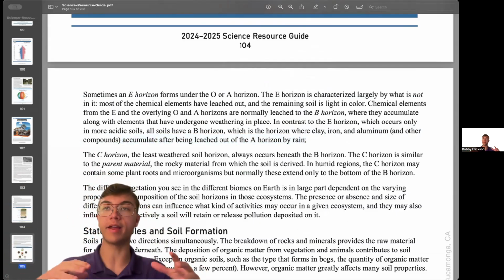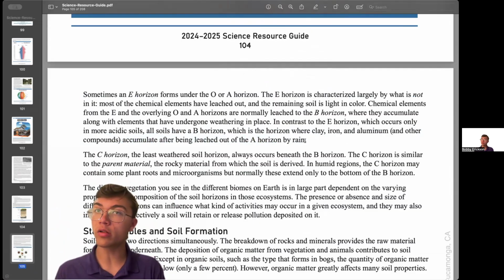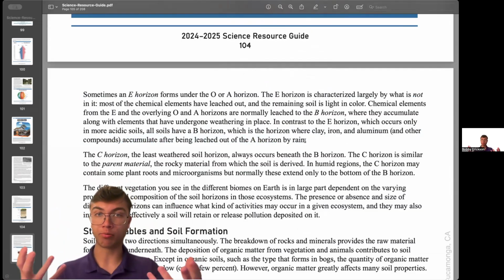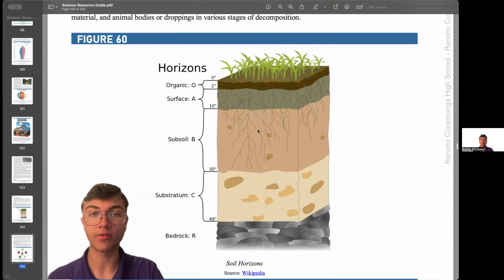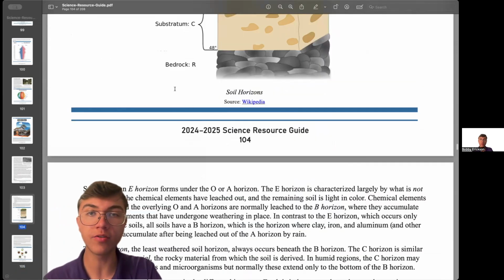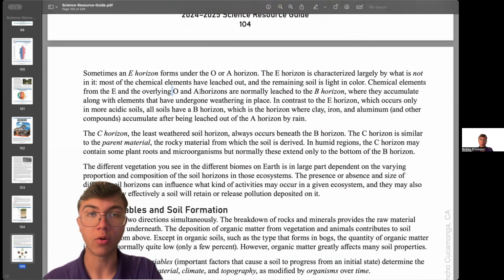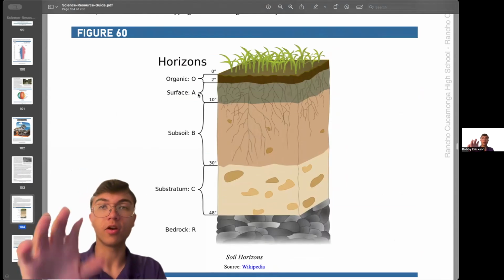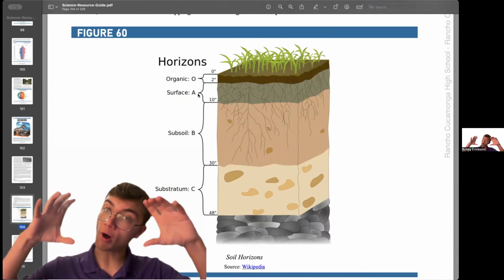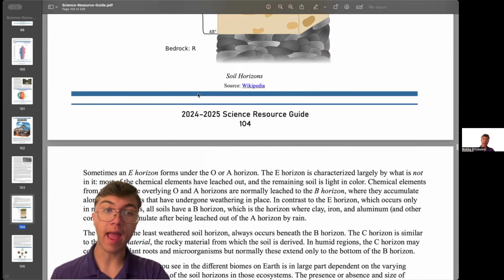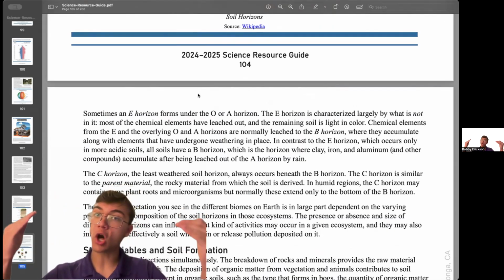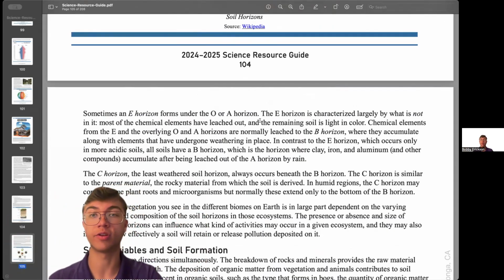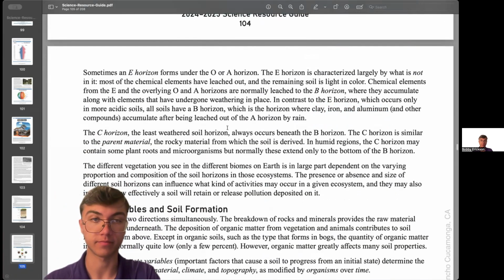So rain will come down, it'll soak all of that matter up, bring it down into the B horizon usually. So from the A horizon, or even it could be the O horizon. So sometimes O and A can fall all the way down into the B. And if there's an E horizon, O, A, and E can be leached all the way into the B horizon usually, where there's lots of clay, iron, aluminum, and so forth.